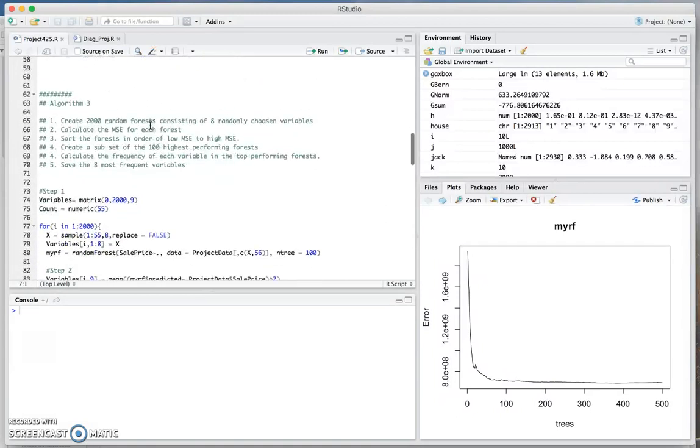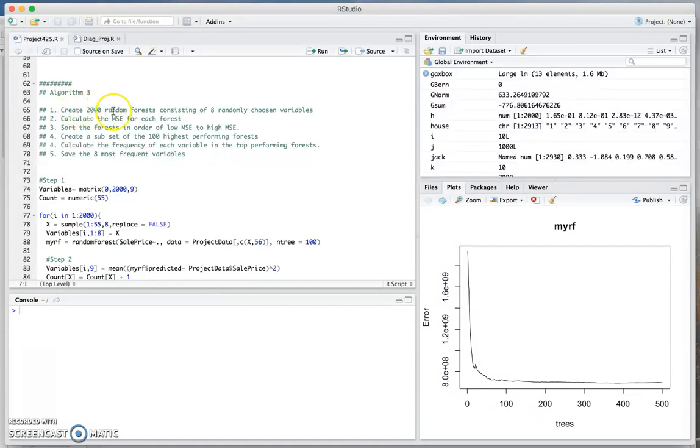The third algorithm is a little bit more complicated. We create 2,000 random forests consisting of 8 randomly chosen variables. Then we calculate the mean square error for each forest, and sort the forests from low mean square error to high. Then we create a subset of the 100 highest performing forests and check the frequency of each variable in this subset. The 8 variables that are most frequent in this subset are the ones we choose as the most important.